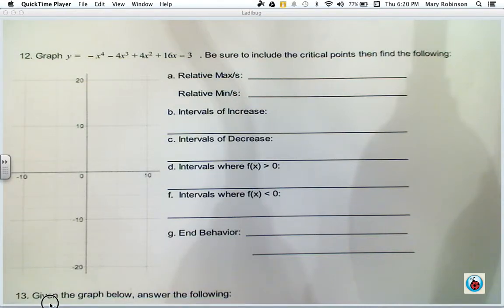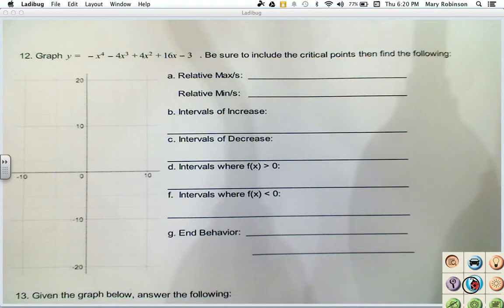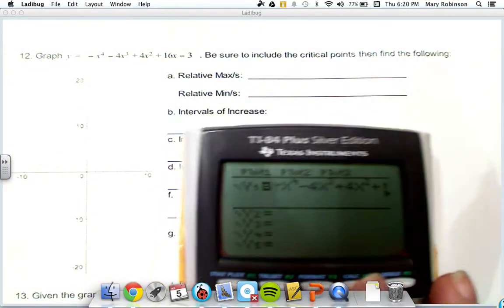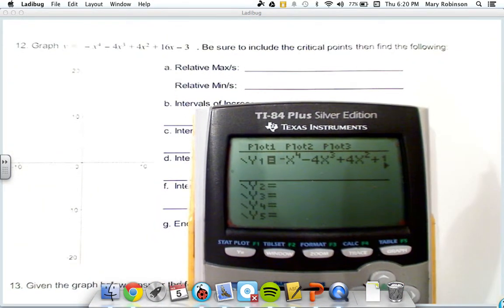Hi, this video is to cover the last two problems on the test review that you have for tomorrow's test. So for number 12, you're given a quartic function. Remember, it's called a quartic function because it's degree 4. So the first thing I've done is type it into my calculator.